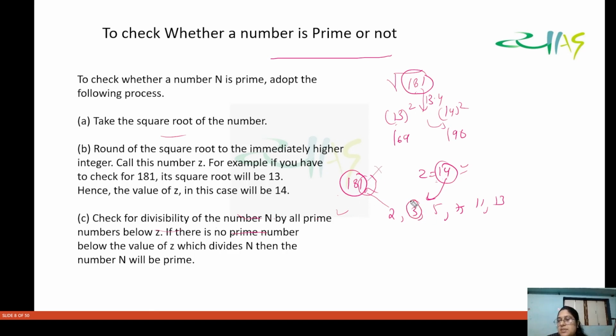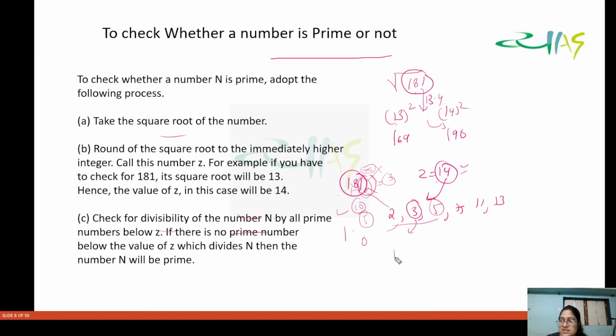This is not divisible by 3 as well, because the divisibility test of 3 says that the sum of the digits should be divisible by 3. The sum of the digits here is 10 and it is not completely divisible by 3. This is also not divisible by 5, because we know that the last digit should be 5 or 0 to be divisible by 5. So again this is not divisible by 5.